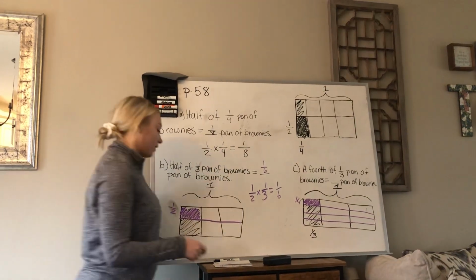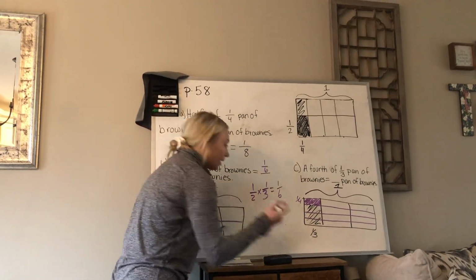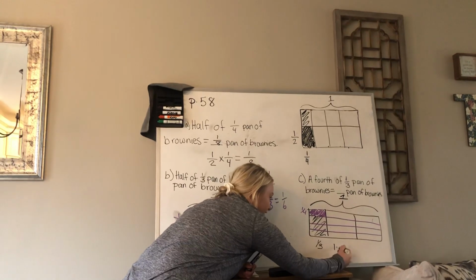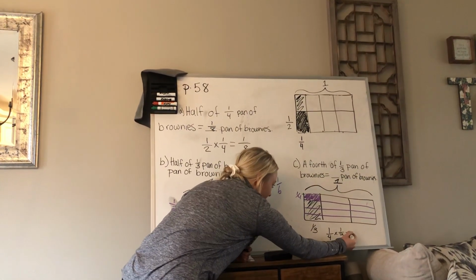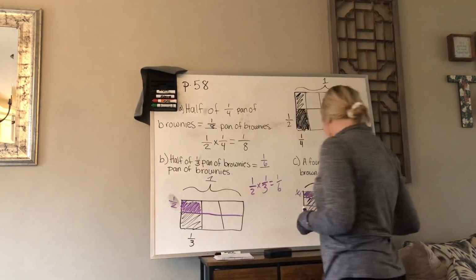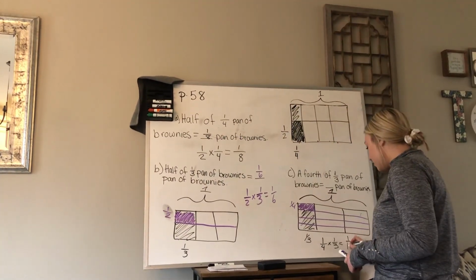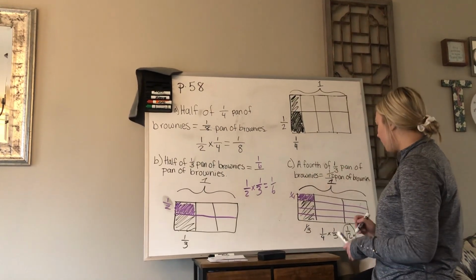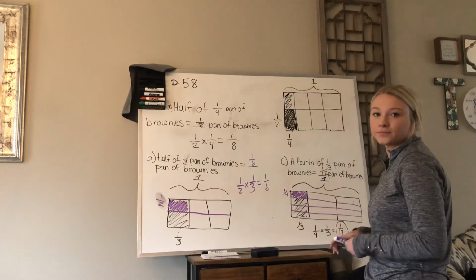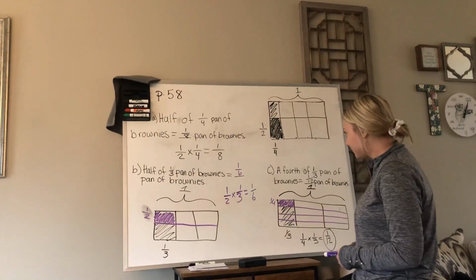Okay? And so now we can show the math again. I'm going to do it down here. Sorry if you can't see me. That 1/4 times 1/3 equals 4 times 3 is 12. So 1/12. Sorry, I'm 1/12 pan of brownies. I can't help but answer. It's good. All right.